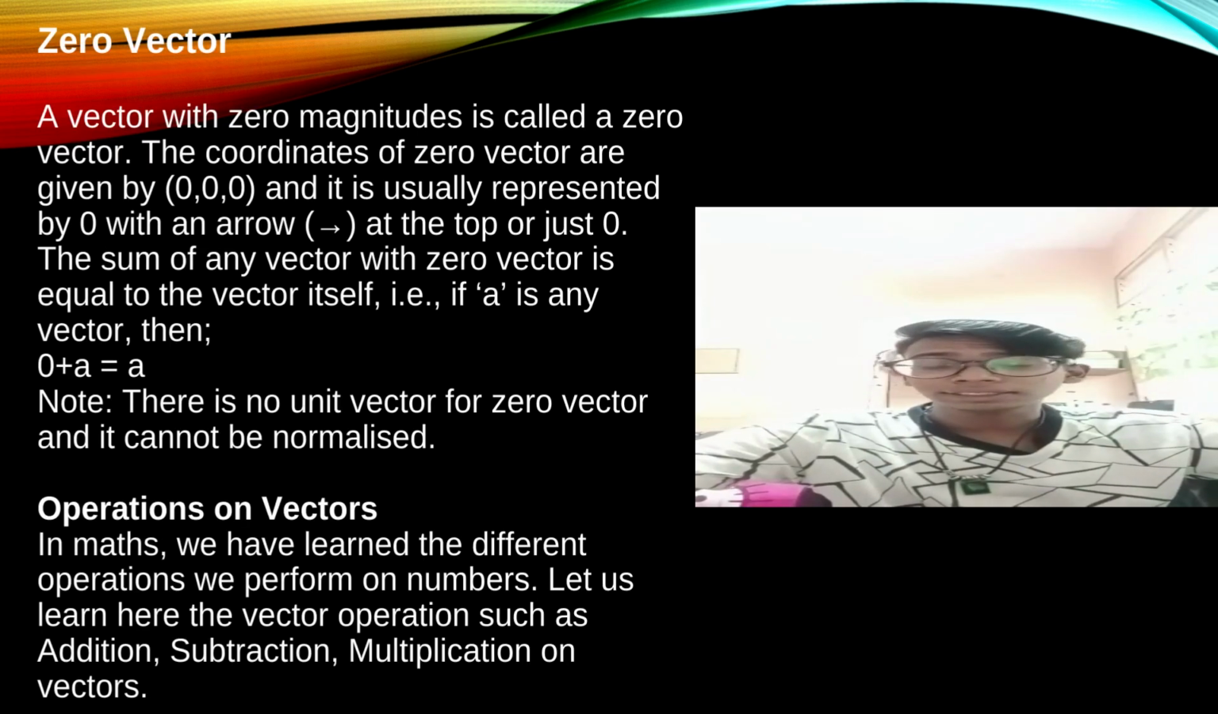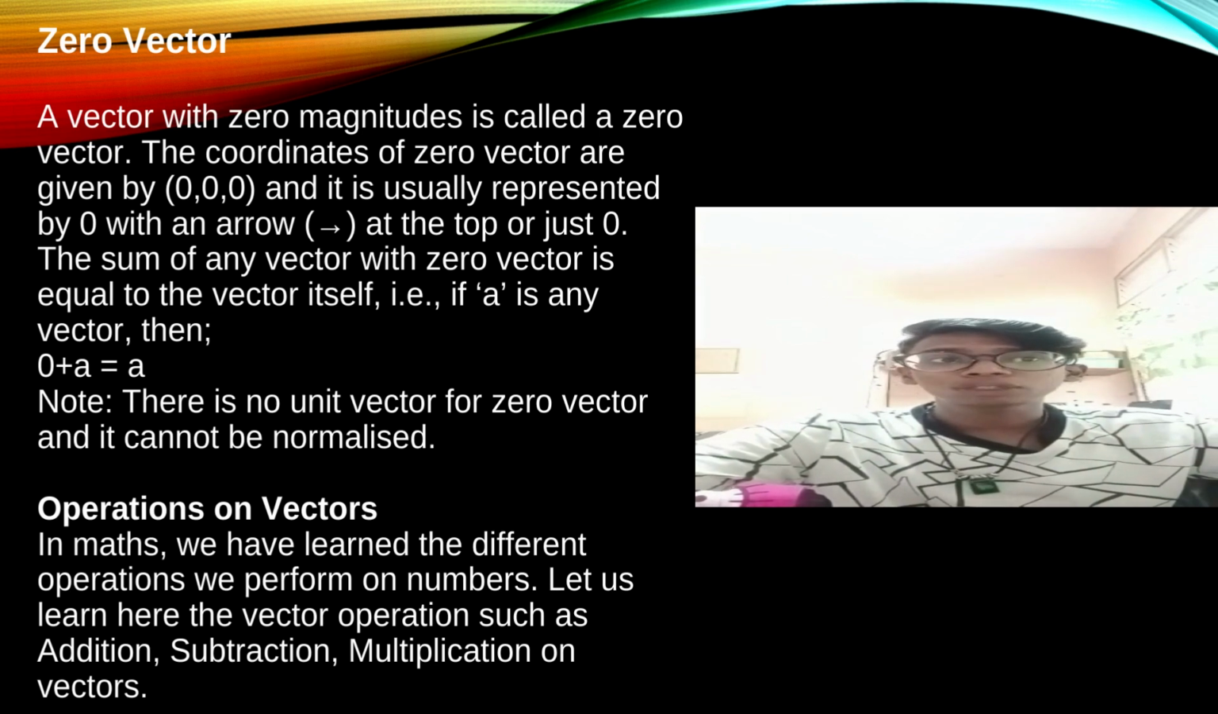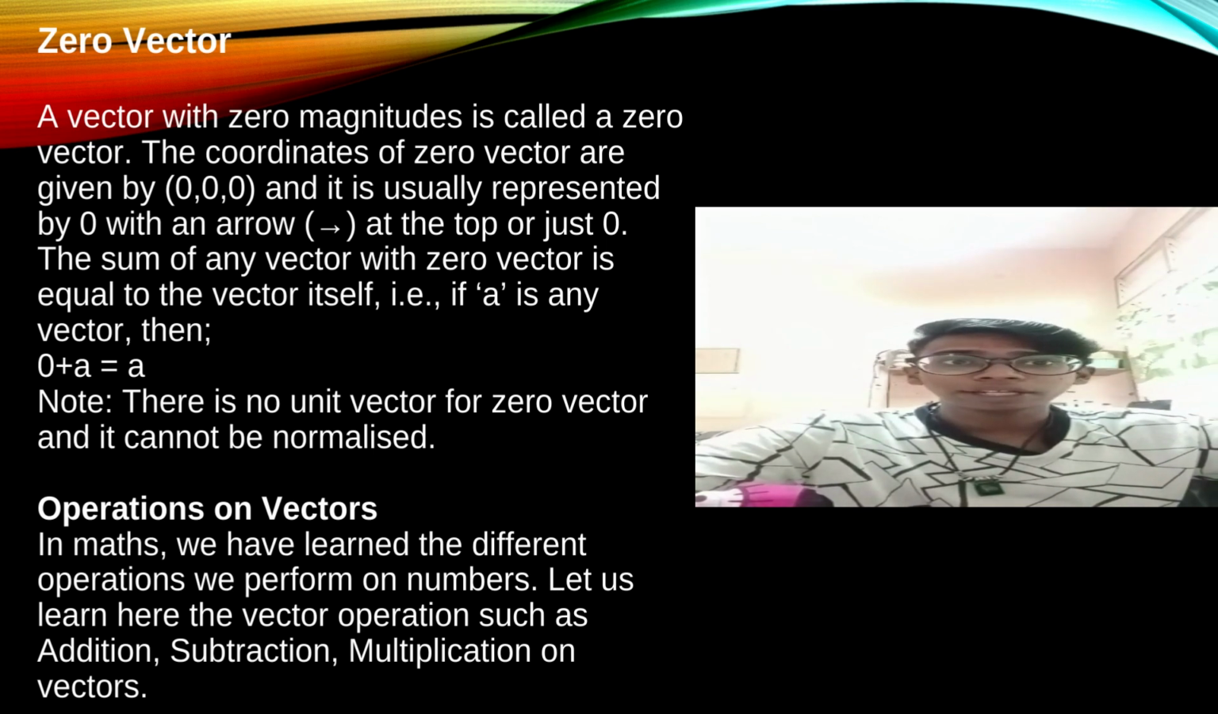So let's see the zero vector. A vector with zero magnitude is called a zero vector. The coordinates of the zero vector are given by 0, 0, 0, and it is usually represented by 0 with an arrow at the top, or just 0. The sum of any vector with the zero vector is equal to the vector itself. For example, if A is any vector, then 0 plus A equals A. Take a quick note: there is no unit vector for the zero vector, and it cannot be normalized.